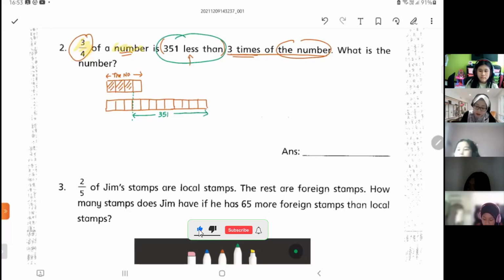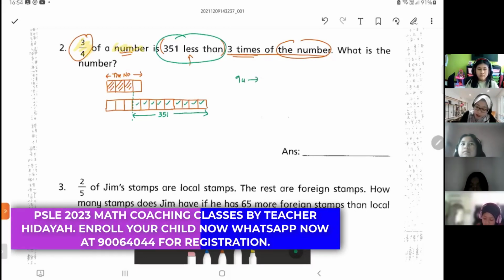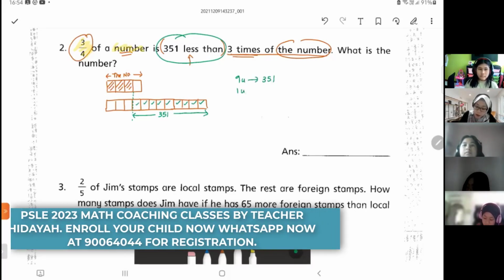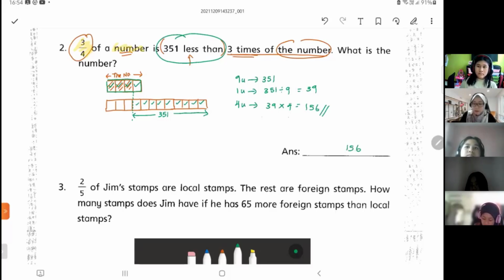And how many units is this 351? 1, 2, 3, 4, 5, 6, 7, 8, 9. 9 units is 351. 1 unit is 351 divided by 9, and I will get 39. Do I want that? What is the number? The number is the whole 4 parts based on the first model. 1, 2, 3, 4. I want 4 units, which is 39 times 4, and I will get 156. Answer, please mark.